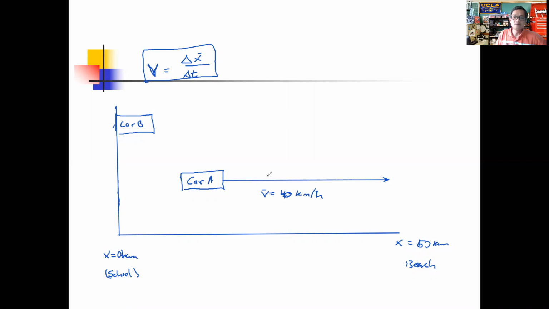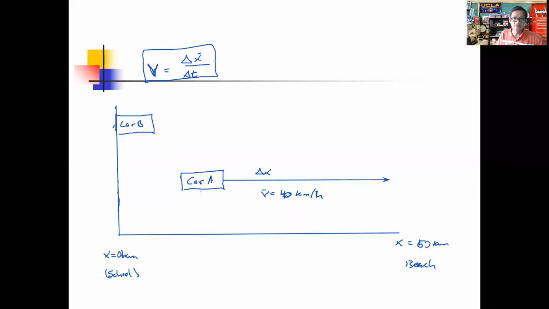With that said, we were told that car A starts at a position that is 10 kilometers closer to the beach. So it moves the total distance to get from its starting position here. So it does not start at 0. Hopefully you see that, based on the information we're given, it starts at a position.